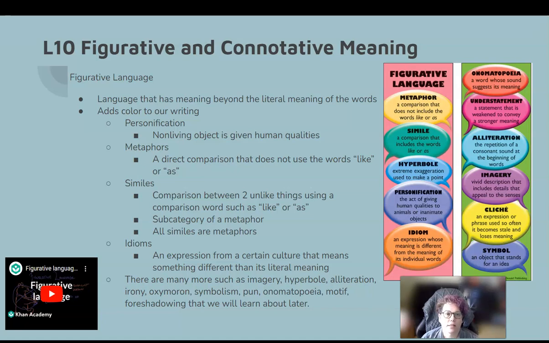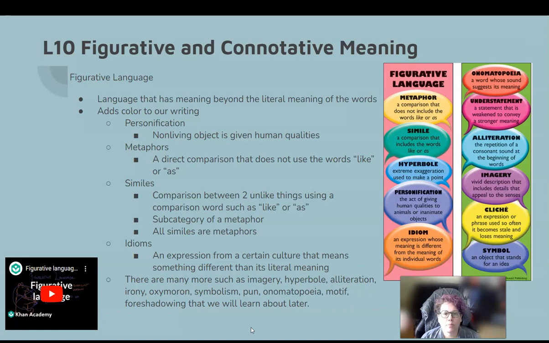Alright, so also in lesson 10, in the last lesson, we watched a video on connotative meaning, and now we're going to talk about figurative language. So, language that has a meaning beyond the literal meaning of the words, meaning that you have to listen to how it's written and infer its meaning based on your own experiences and feelings about a word, right? So this adds color or more interest to our writing.